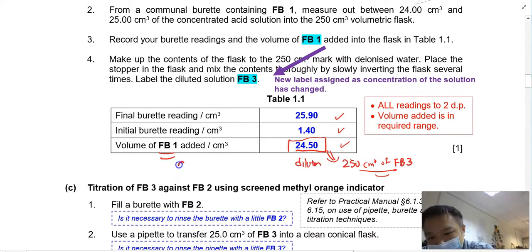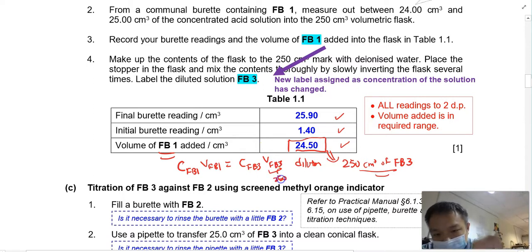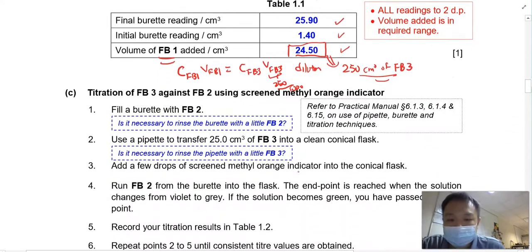Alright, so you have the concentration of FB1 multiplied by the volume of FB1 you use equals the concentration of FB3 multiplied by the volume of FB3, which is in this case 250, because you are topping up with water to 250 cm cube. Alright, so 250 over 1000. So you need to apply this later on to find the value of the concentration of FB1. And then we move on to the titration using screened methyl orange indicator.